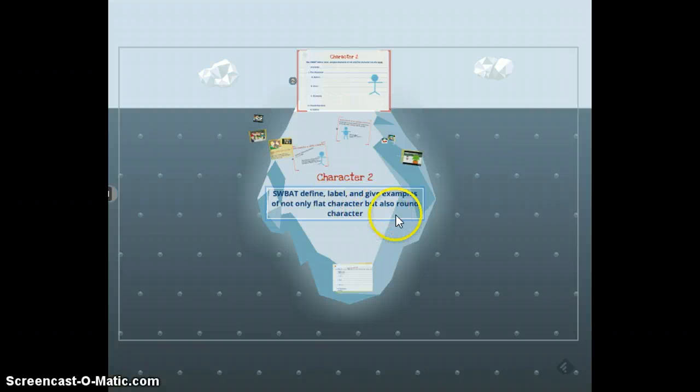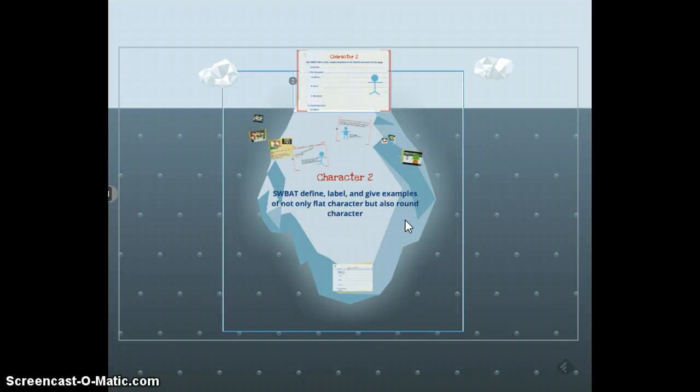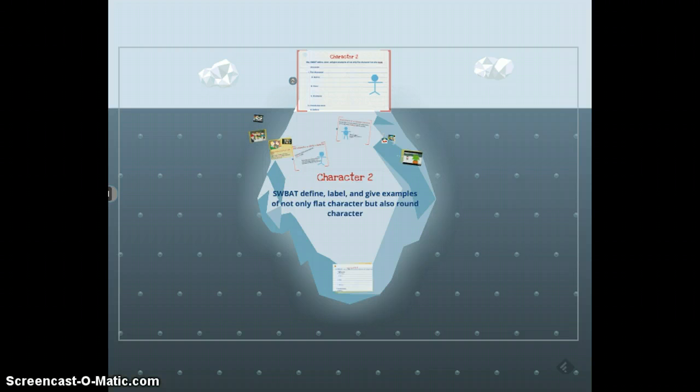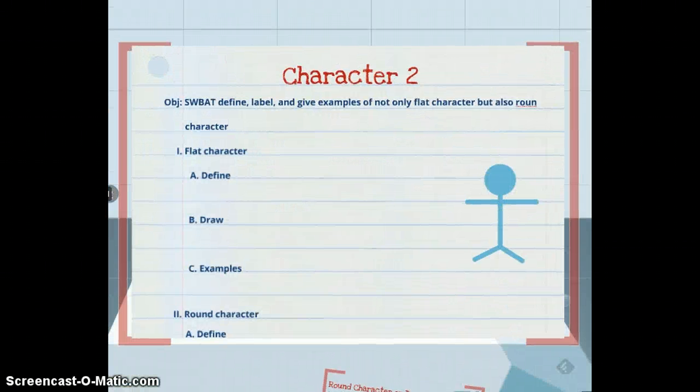Here's the objective for tonight or this afternoon, whichever or whenever you're watching this. Hopefully you guys will be able to define, label, and give examples of not only flat characters but also round characters. You're probably wondering what your notes should look like. This time will be outline format. Yes, guys, you do need to write down the objective.